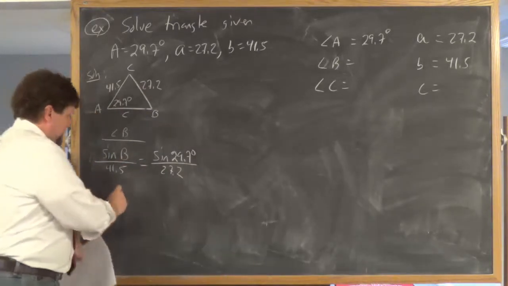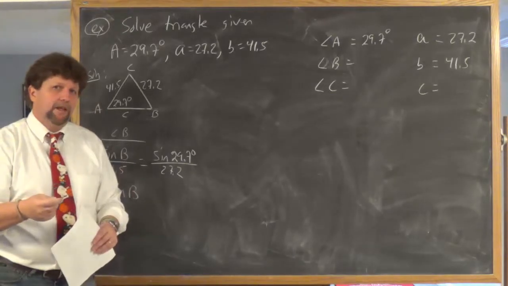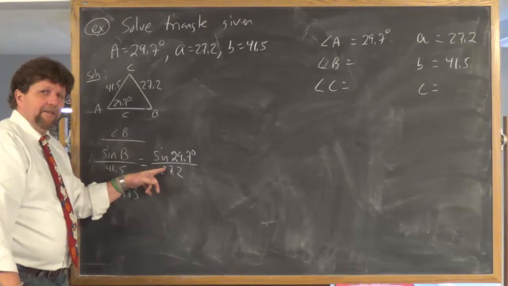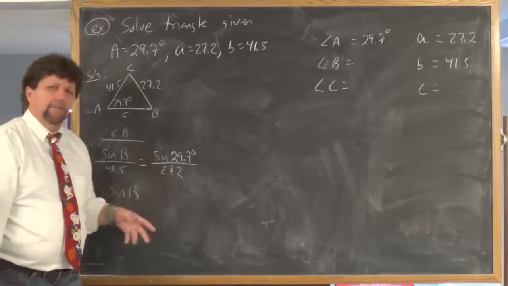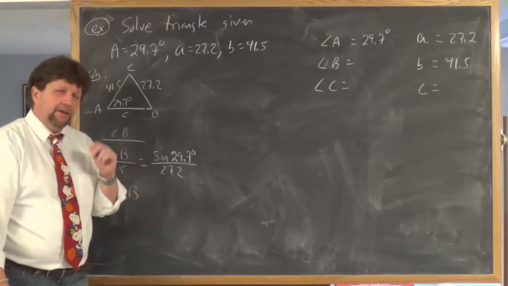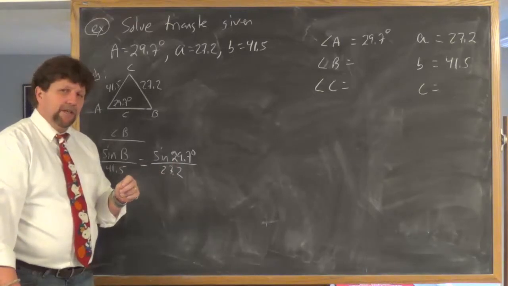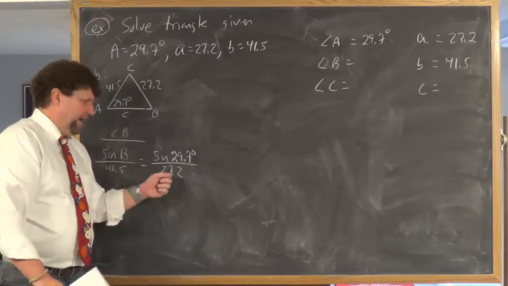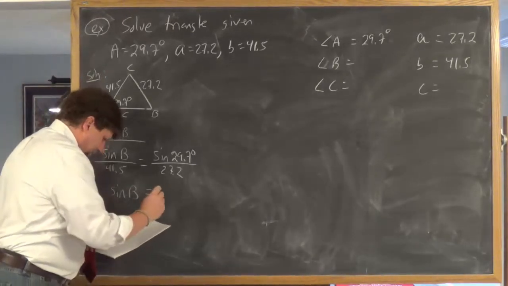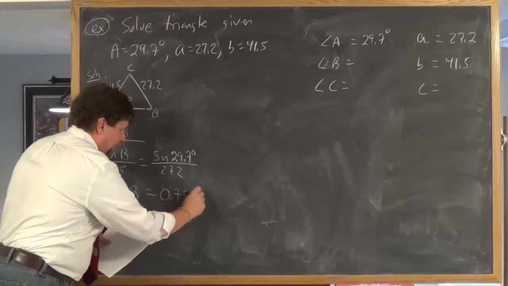This is the key to any of these problems dealing with the supposed ambiguous case of the law of sines. Multiply both sides by 41.5 and then see what kind of number this gives you. So, on my calculator I'd be doing 41.5 times the sine of 29.7 degrees divided by 27.2. And that's going to give me the following number. Pretty close to 0.7559.